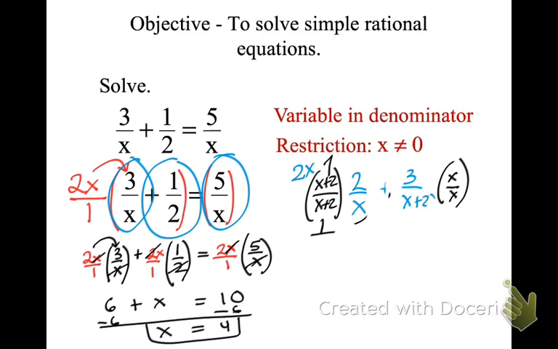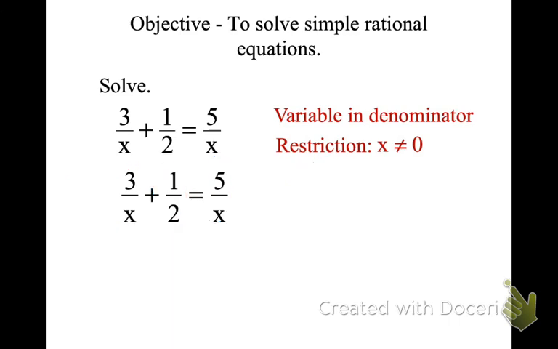Why can't we add 3 over x and 1 half first? Because they're unlike denominators, it's easier to just clear the fraction. Could you do that? I don't want you to. I want you to clear the fraction. I taught you it in chapter 3. I want you to be able to.